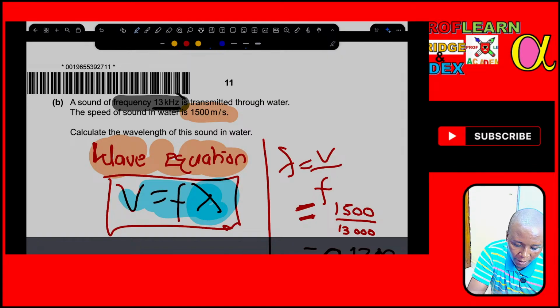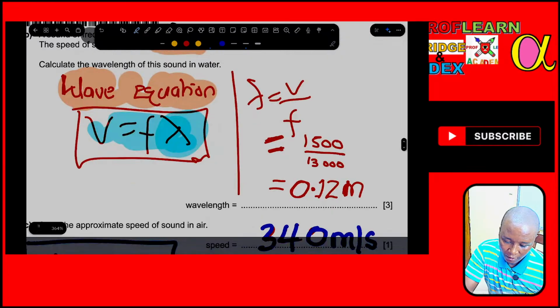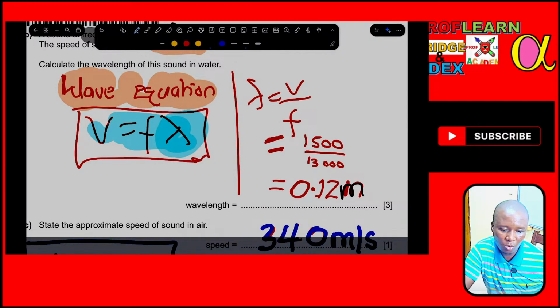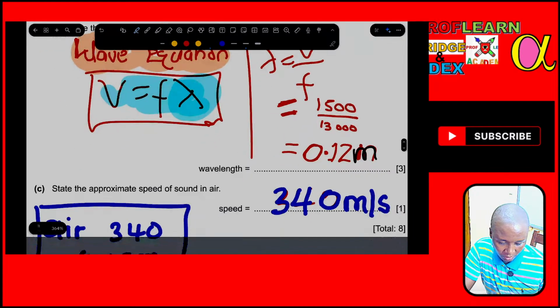So you will multiply this by 1,000. That was very important for you to remember in the process of working out this question. So that means that we are going to get our wavelength as 0.12 meters. That's quite key. That's quite critical in the process of working this out.